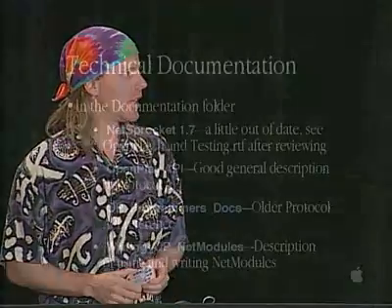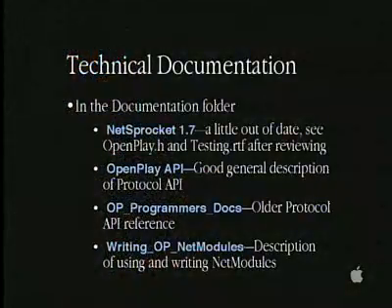The technical documentation that is available, we have the NetSprocket 1.7 documentation. It's a little bit out of date. And if you look at testing.rtf, it'll tell you pretty much where we stand in terms of how our functionality matches up with the 1.7. And you should always refer to the OpenPlay.h file if you find something that doesn't compile from the documentation. I know that there's a few constants that have been renamed, for instance. But for the most part, the 1.7 documentation does still apply.